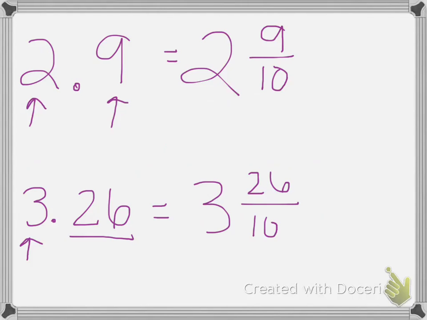26/100. Remember, you should always be able to read the fraction and the decimal the same way. And remember that we say "and" for the decimal point, and we say "and" in between our whole number and our fraction.